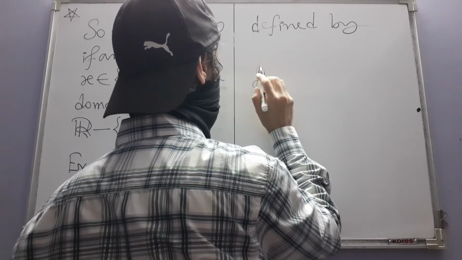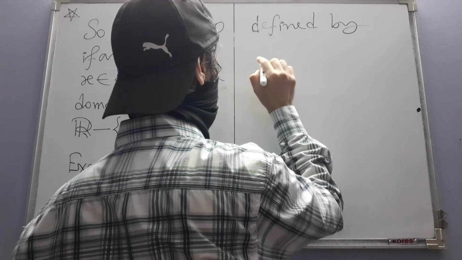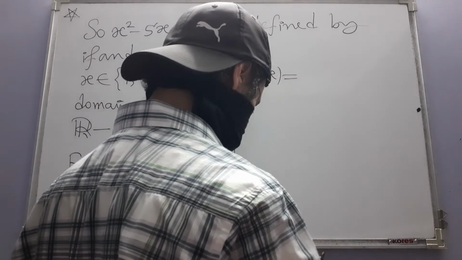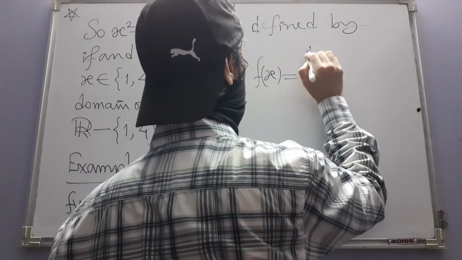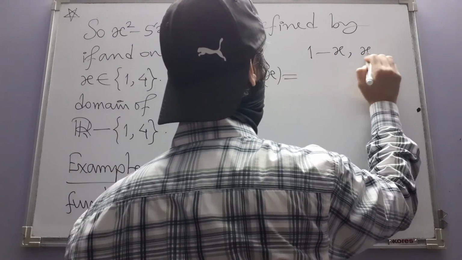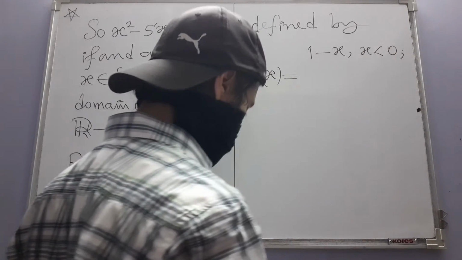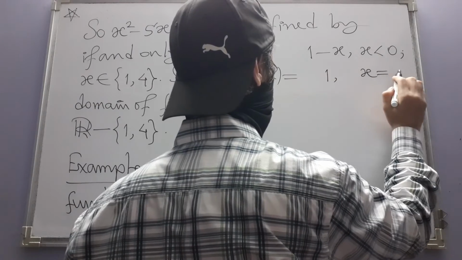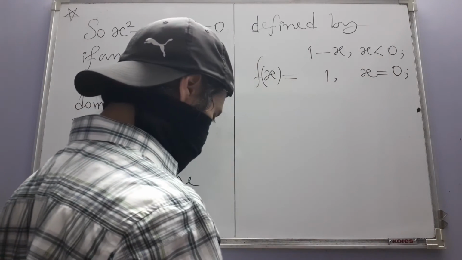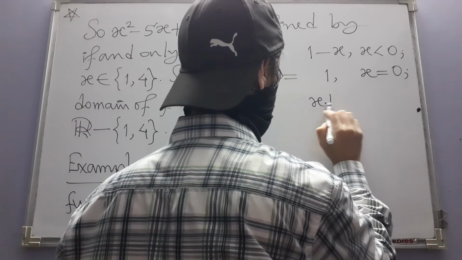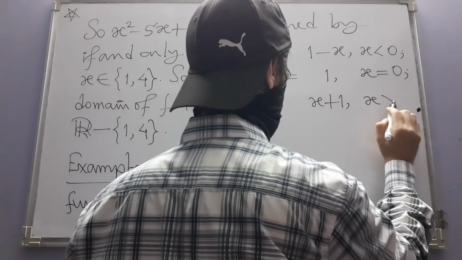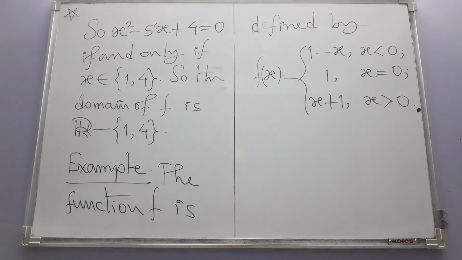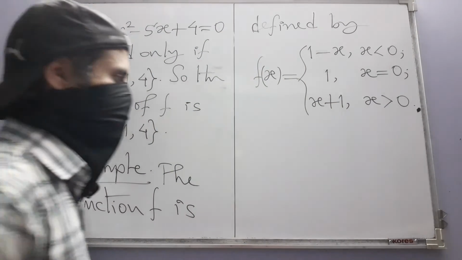f of x is 1 minus x when x is negative, 1 when x is 0, and x plus 1 when x is positive. Draw the graph.